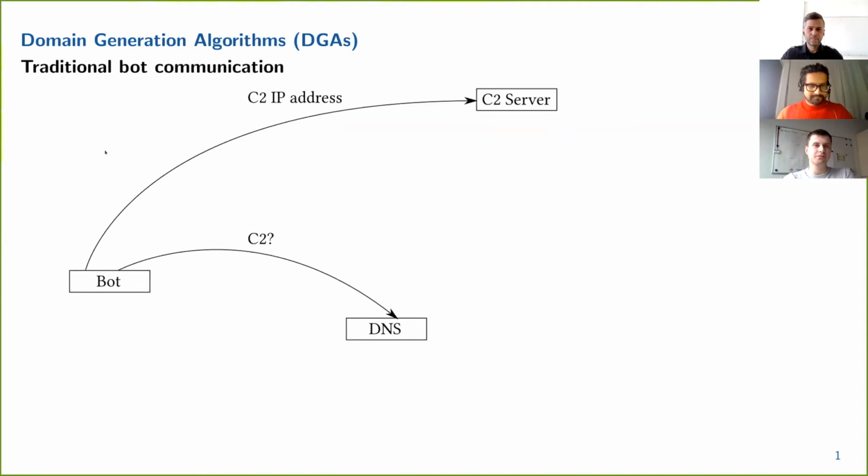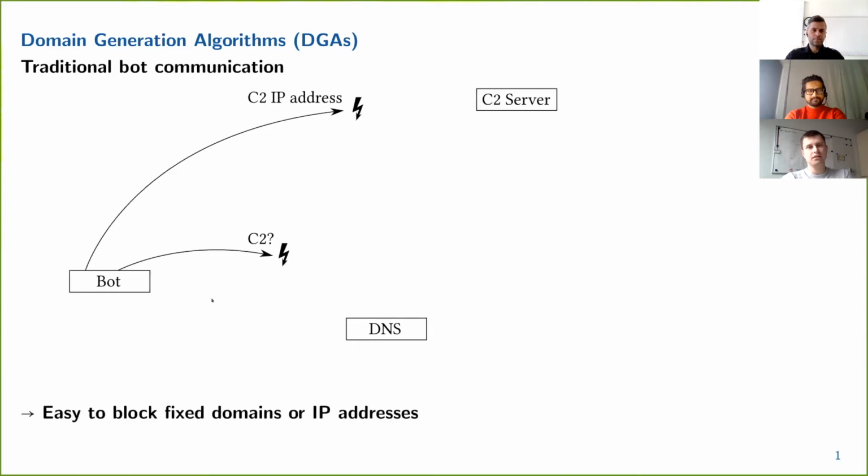Let's first have a look at traditional botnet communication. Usually a bot has two approaches here. It will either use a fixed IP address or a fixed domain name in order to get the IP address of the C2 server and thereby to communicate with the botnet herder. From the perspective of the botnet herder, this has a major drawback, as the defender can easily block this connection establishment attempt once these values are known.